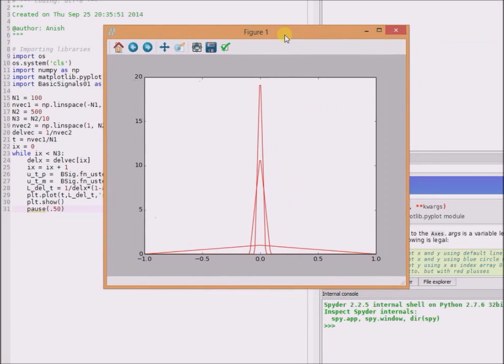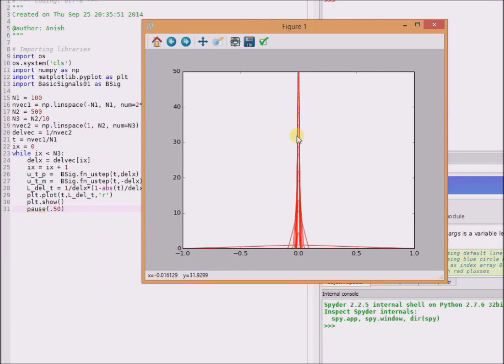Now let us look at a faster simulation that clearly shows that the triangular pulse basically gets closer and closer to a true impulse signal as the value of delta gets closer and closer to 0. In this case, the value of delta is equal to 1 by 500. So the triangular pulse closely resembles an impulse signal.